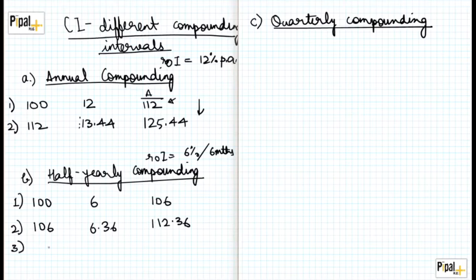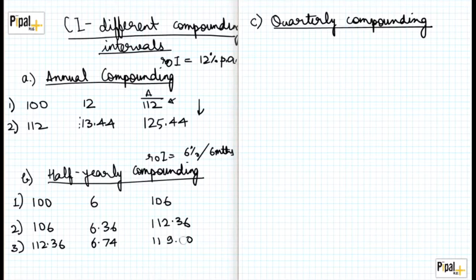For the third period, the principal now is 112.36, and we earn 6% interest on this. We get 6.74, which gives us 119.10. So at the end of 1.5 years, we actually have 119.10.